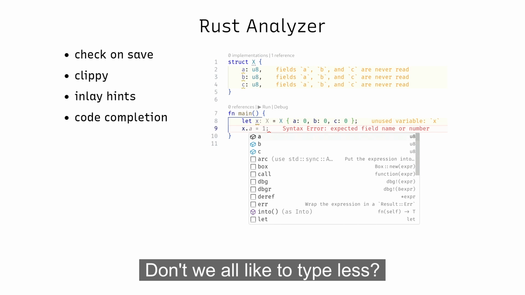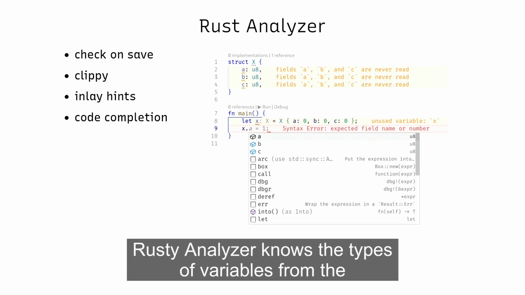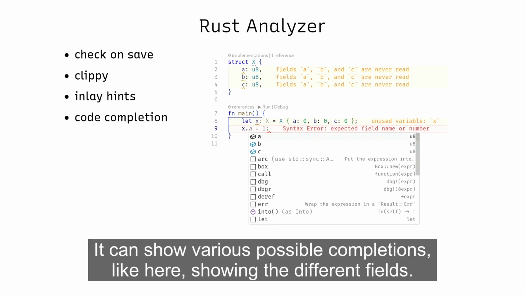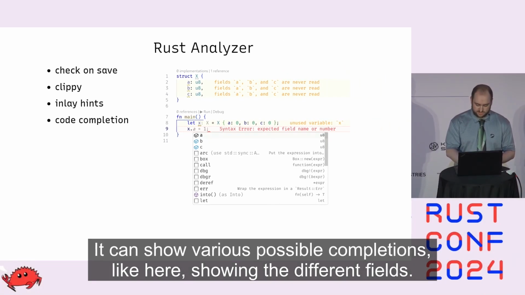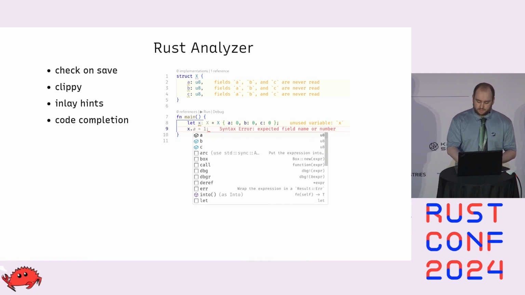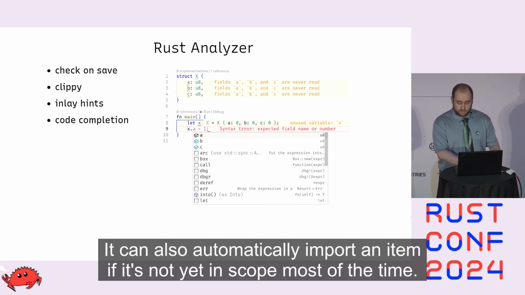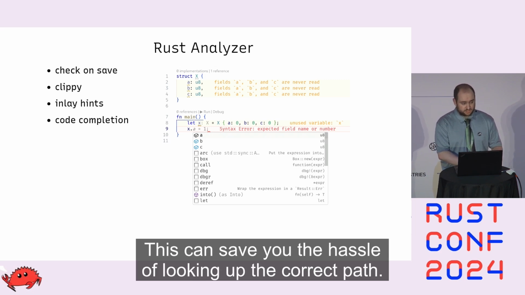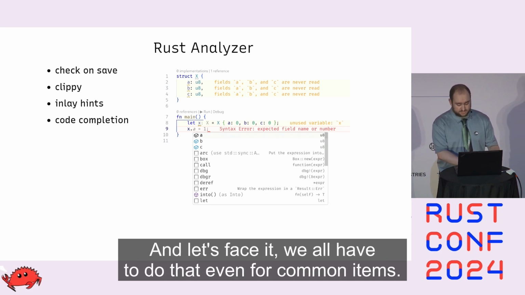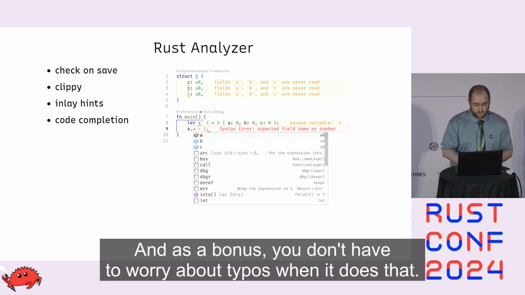Don't we all like to type less? Rust Analyzer knows the types of variables from the signatures of functions. It can show various possible completions, like here, showing the different fields. It can also automatically import an item if it's not yet in scope most of the time. This can save you the hassle of looking up the correct path, and let's face it, we all have to do that even for common items. And as a bonus, you don't have to worry about typos when it does that.